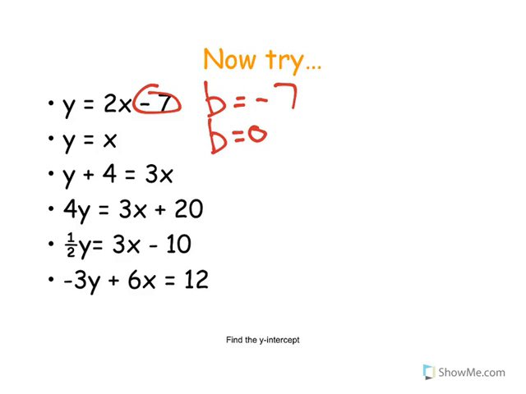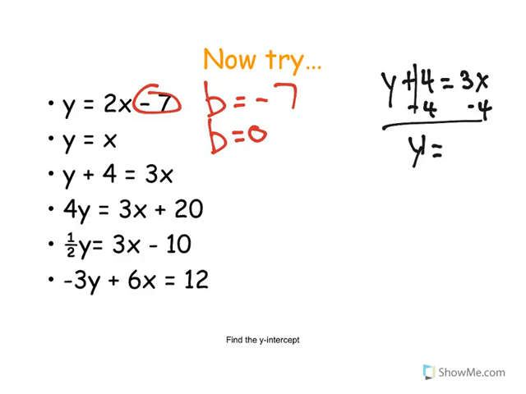For the next one, I've got y plus 4 is equal to 3x. We said we need to solve this for y. So that's going to give me y equals 3x minus 4. So that should be pretty easy now, right? I know that my y-intercept is going to be -4.